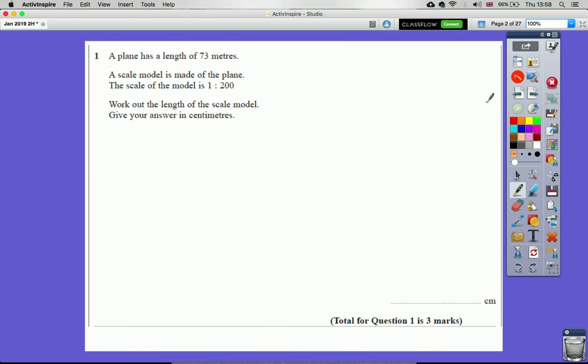It says a plane has a length of 73 meters. A scale model of the plane is made and the ratio is 1 to 200. Work out the length of the scale model. So we know here that the scale is 1 to 200. So if the real one is 200, the model is going to be 1.